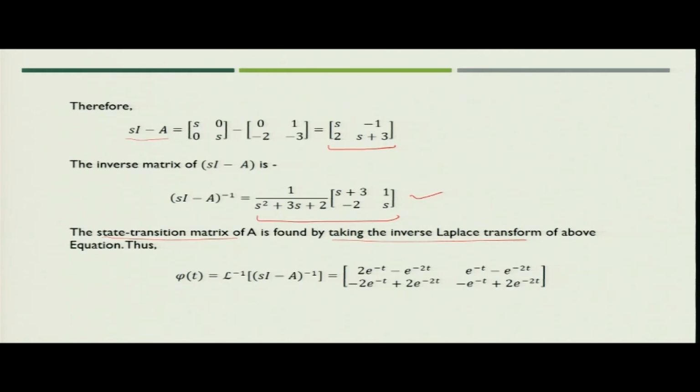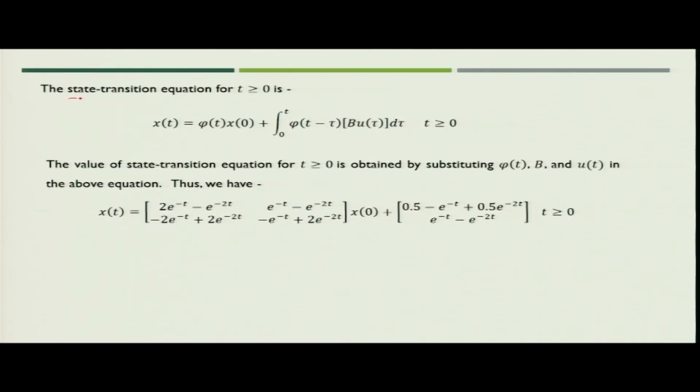Now, the state transition equation for t greater than or equal to 0 is x(t) is nothing but phi(t) x(0) plus the integral from 0 to t of phi(t minus tau) B u(tau) d tau. Now, the value of the state transition equation for t greater than or equal to 0 is obtained by, you have found the value of phi(t). Now, B is given, u(t) is also given in the question. So, when you put all those things, you get the state transition equation.